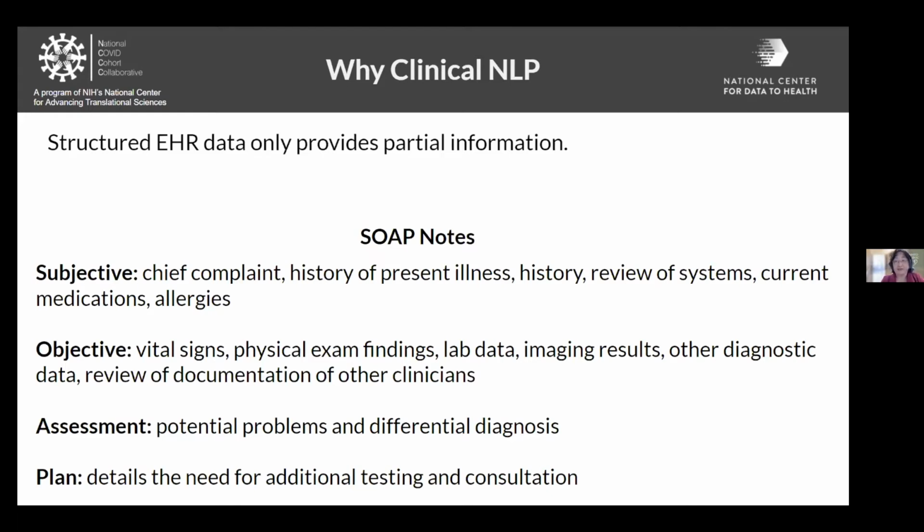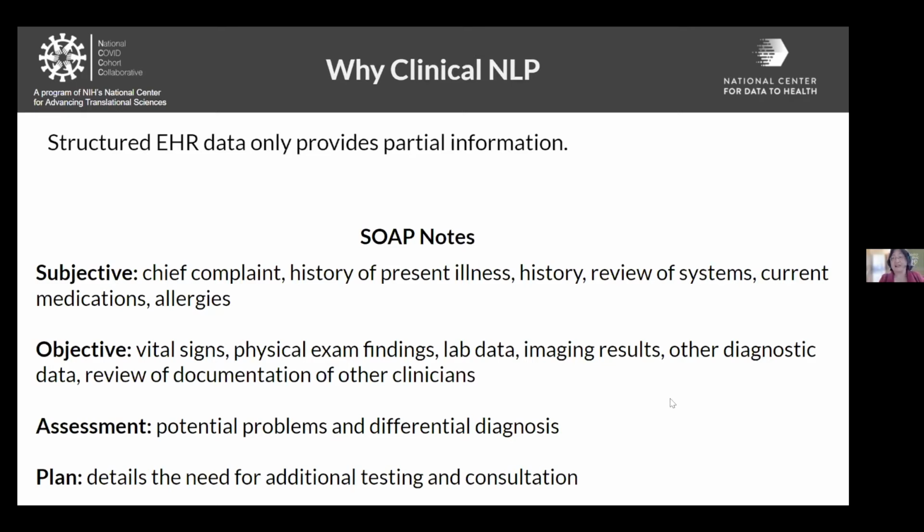Why do we need clinical NLP for the N3C enclave? Going back to clinical documentation itself, most documentation follows the subjective, objective, assessment, and plan structure. Chief complaints, history of present illness, review of systems, current medication, and allergies are largely not in structured data. On the objective side, a lot is available in structured data, but imaging results you may not have. Also review of documentation of other clinicians mostly does not appear in structured data. Then there are the assessment and the plan, which we generally view as the contextual information for clinical decision making.